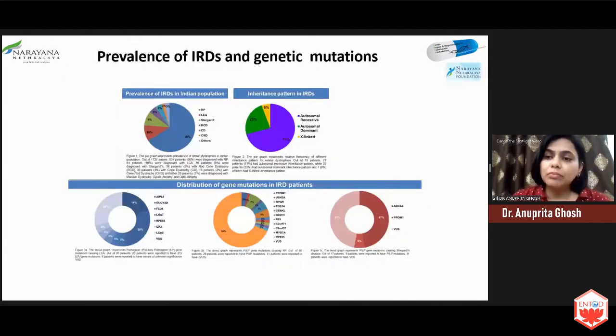All the patients that come to the GenAI clinic, we also get to see the prevalence of IRDs and also the distribution of gene mutations in our patients. So as you can see here, 66% of all the patients are the ones with retinitis pigmentosa. 71% have autosomal recessive mutation. And this is the gene distribution of mutations in these patients.